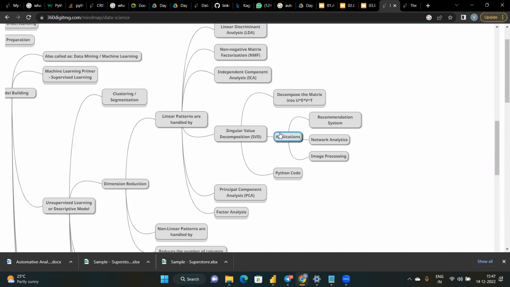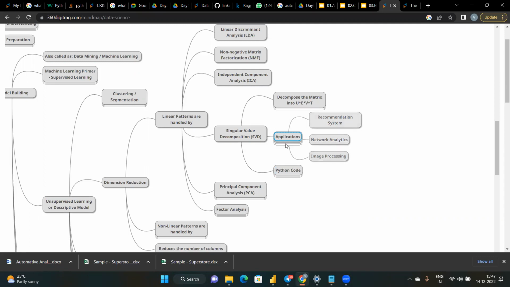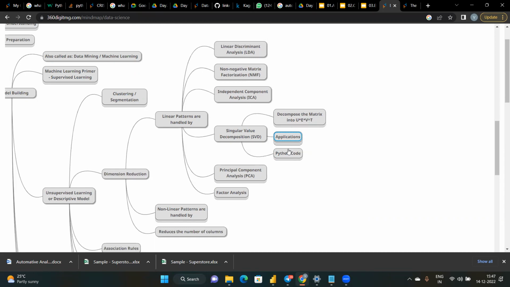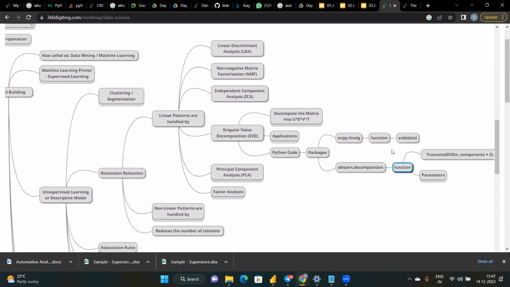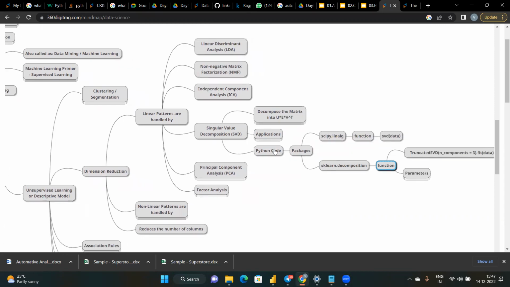So network analytics has each and every node, it's going to have root nodes and everything. We're not going to go deep into that. Just the recommendation system, you can see it on your mobile, guys, whatever you search. And the Python code, if you ask me, the package is the decomposition one, with the function SVD and the parameters. I'm not going to go deeper here.